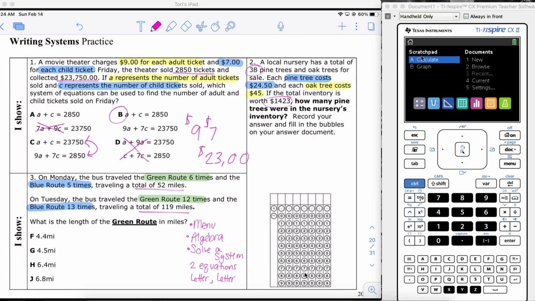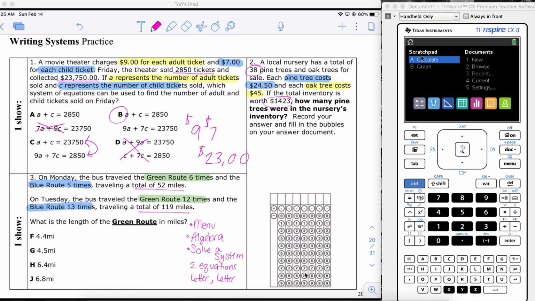Number 2 says a local nursery has a total of 38 pine trees and oak trees for sale. Notice that 38 is the total for both of them, not just pine trees. Second sentence, each pine tree costs $24.50 and each oak tree costs $45. If the total inventory is worth $1,423, how many pine trees were in the nursery's inventory? Okay, so here's what I'm going to do. Just like with tickets and money, I'm going to do pine trees, oak trees, trees, and money.